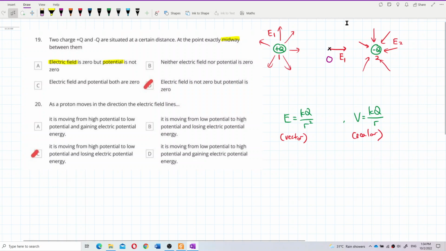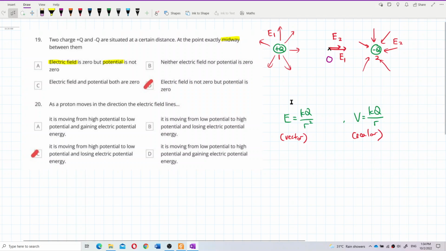So I can draw E2 over here. This is E2. E2 is going towards the negative charge. E1 is going away from the positive charge. E2 is going towards the negative charge. So you can see the total electric field at point O is not 0 because E1 and E2 are in the same direction.